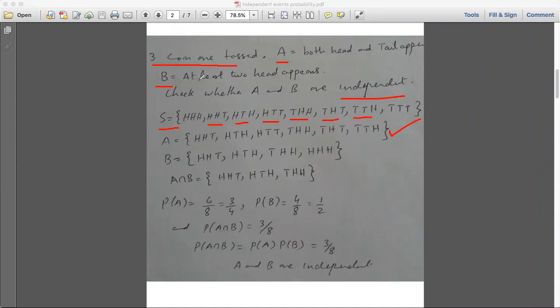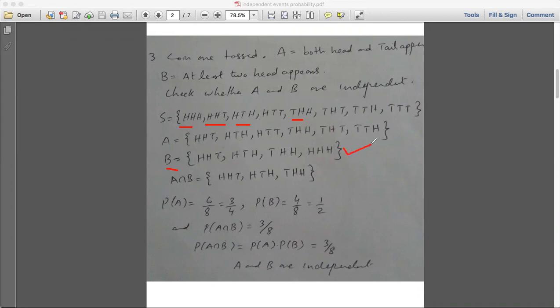What is B? In B, we need to take at least two heads appearing. Okay, at least means that we can also take more than two heads. We have to take at least two heads, and we can also take three heads. So now let us check what elements we have in set B. In set B, we need to take at least two heads. Which ones have at least two heads? This one has two heads, this has two heads, this has two heads. Okay, and the first one has three heads. So we have four elements in set B.